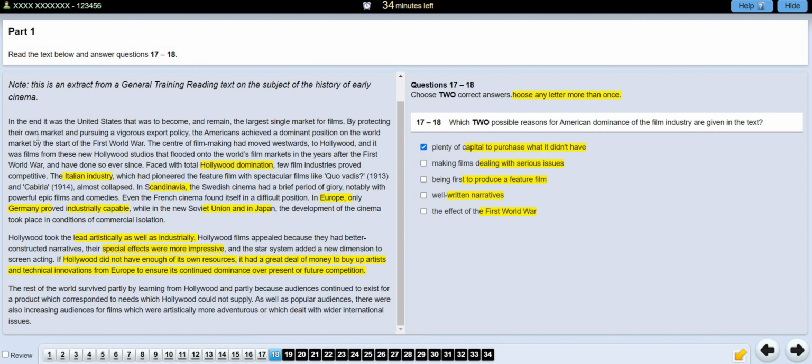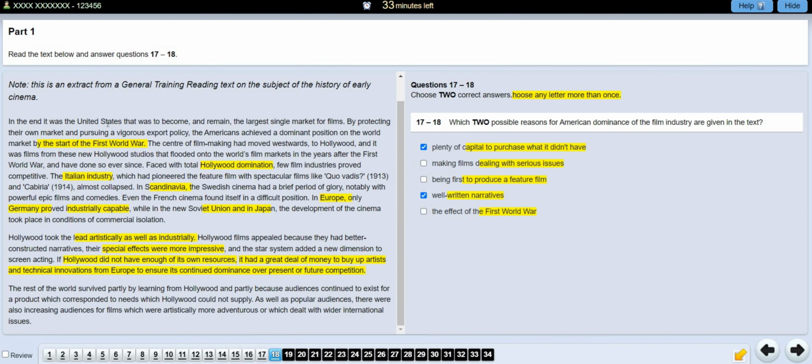By protecting their own market and pursuing vigorous export policies, Americans achieved a dominant position in the world market by the start of the First World War. They're talking about the start of the First World War, when the world war started. The effects of the First World War, no. They're not talking about the effects of the First World War. They're talking about the dominant position that Hollywood took at the start of the First World War. So this is wrong.